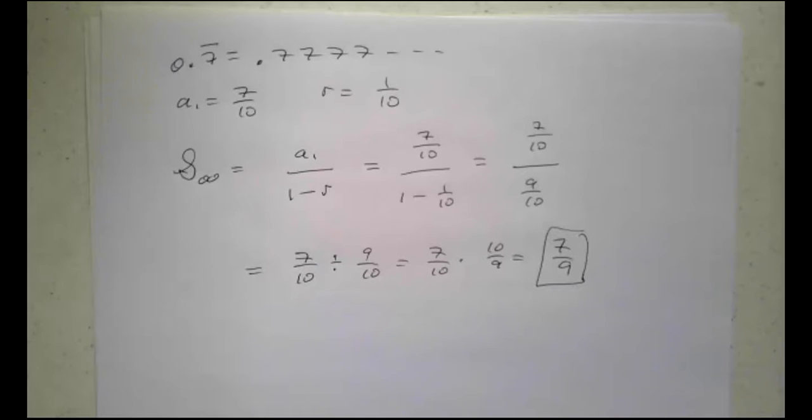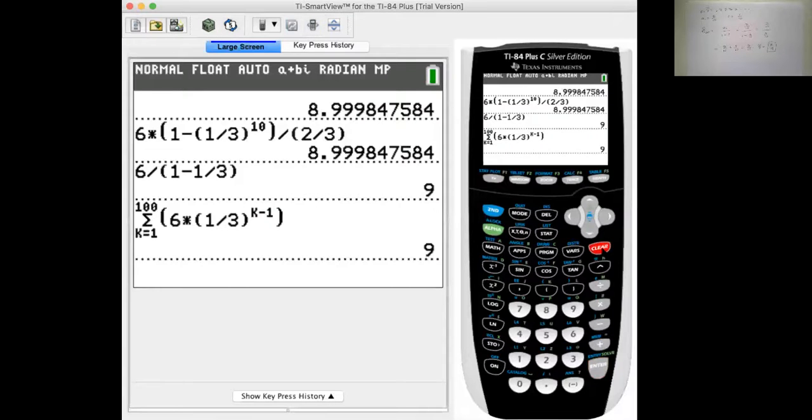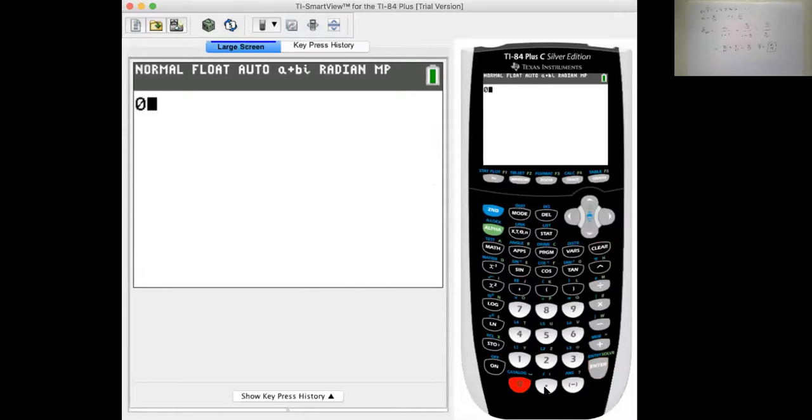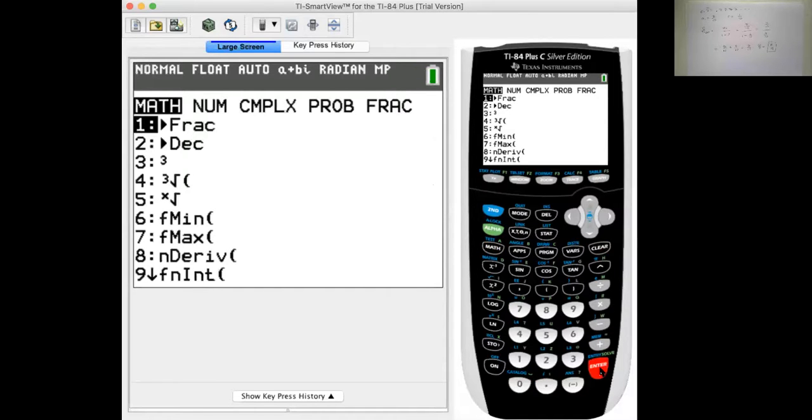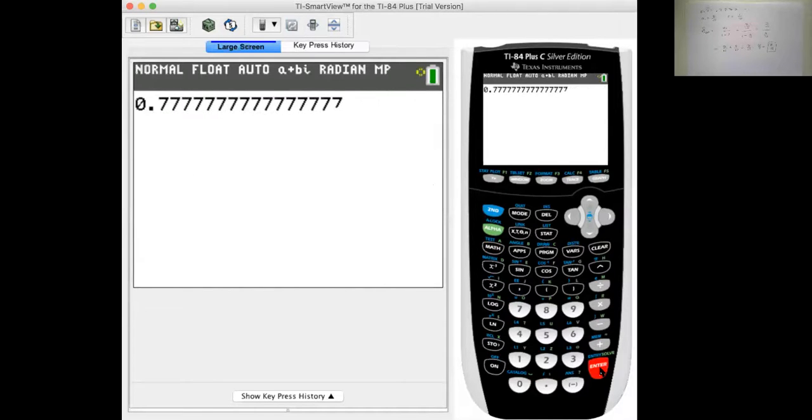Let's go to the graphing calculator and see what we get. I'm just going to put in 0 point and a whole bunch of 7s. I have to go beyond whatever the tolerance of the calculator is, and then say math, change to a fraction, and hopefully it'll come back 7/9, and it did.